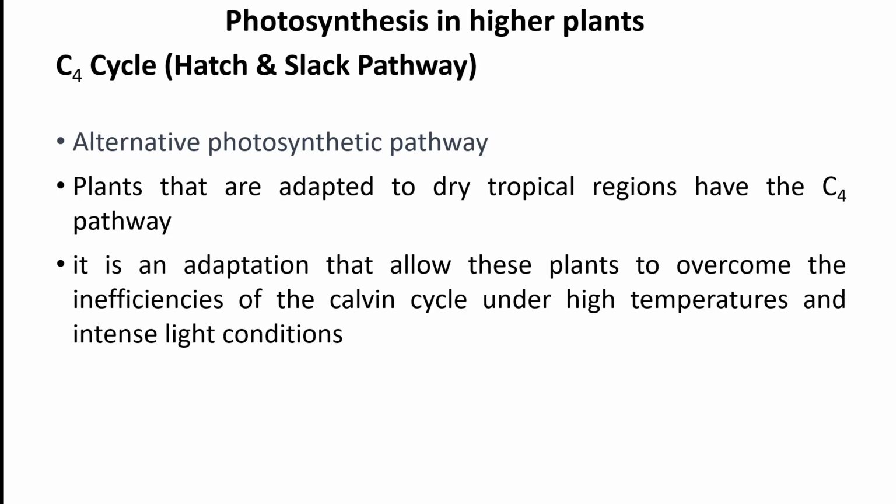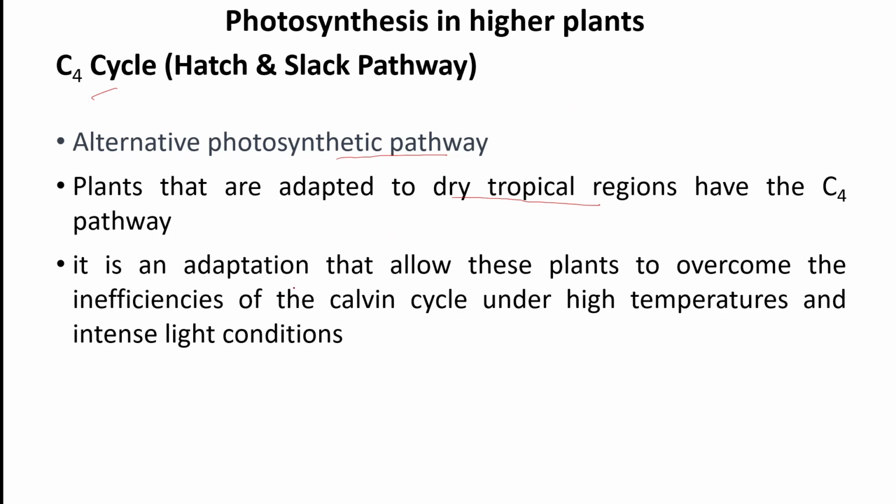So what happened? Plants residing in tropical areas or in arid, semi-arid regions have some adaptation, and that adaptation of the C3 cycle is known as the C4 cycle. So here I have written that the C4 cycle is the alternative photosynthetic pathway to the C3 cycle. Where does it happen? It happens in plants which reside in dry tropical regions or semi-arid regions. So we can say it is an adaptation to these dry regions.